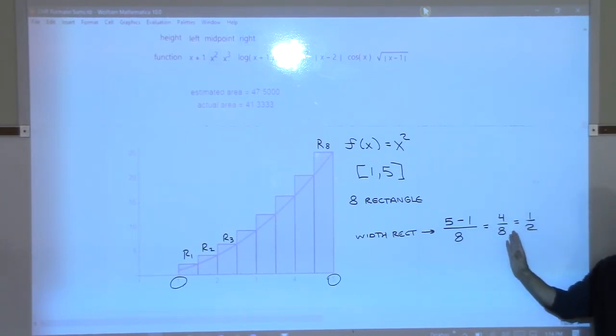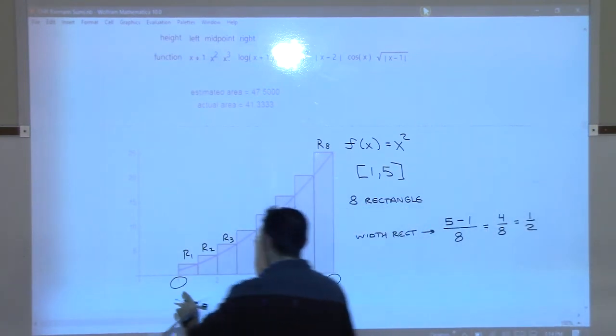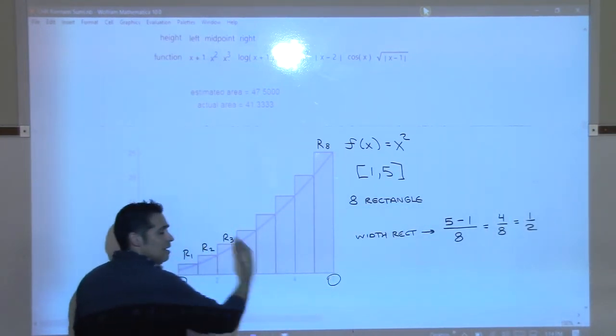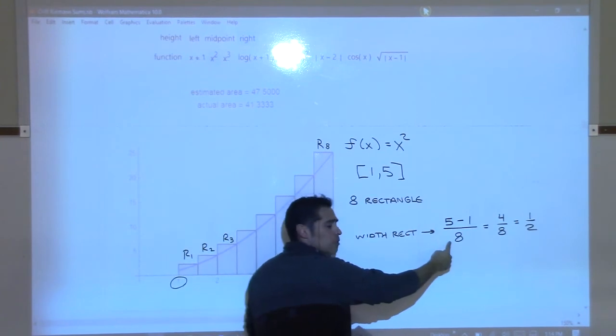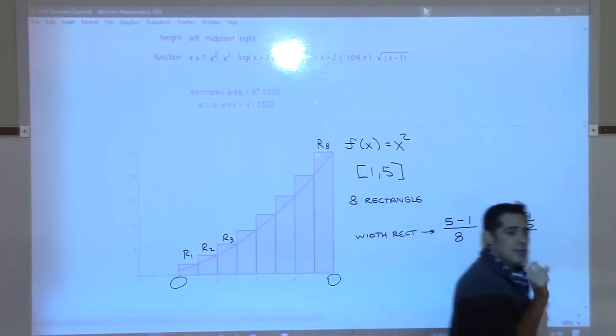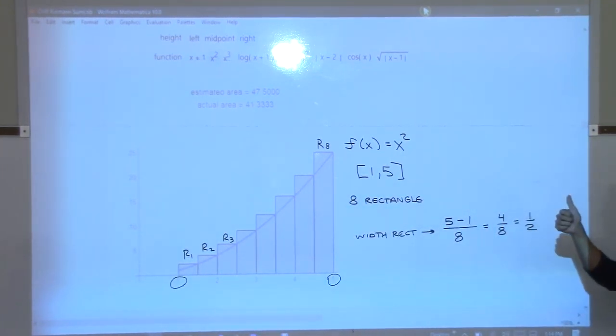Do y'all see how I did that? We said, what's the distance between here and here? And then we said we're going to cut it into 8 equal pieces, so divide it up into 8 equal pieces, and that means that each rectangle will have a width of 1/2. That we agree with? All right.